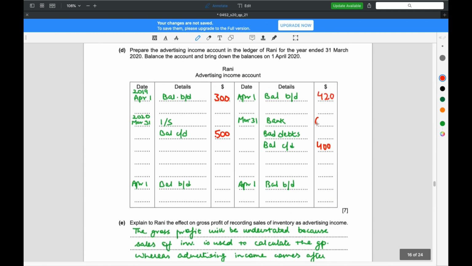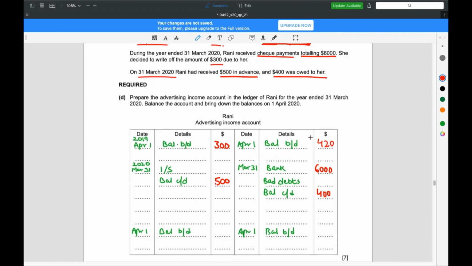All right, so she received $6,000 in her bank, and then he says that she decided to write off the amount of $300 due to her. So somebody owed her $300, but she didn't receive it. So she decided that this should go on the bad debts because somebody owed her, but they didn't pay. So that is going to be a bad debt. So $300 bad debt always goes on the debit side, and the credit side for the income account, right? So this is going to be $300 on the credit side, because bad debt is an expense. So $300 debit over on the bad debts account and credit on the advertising income account. All right, that is going to be the double entry.